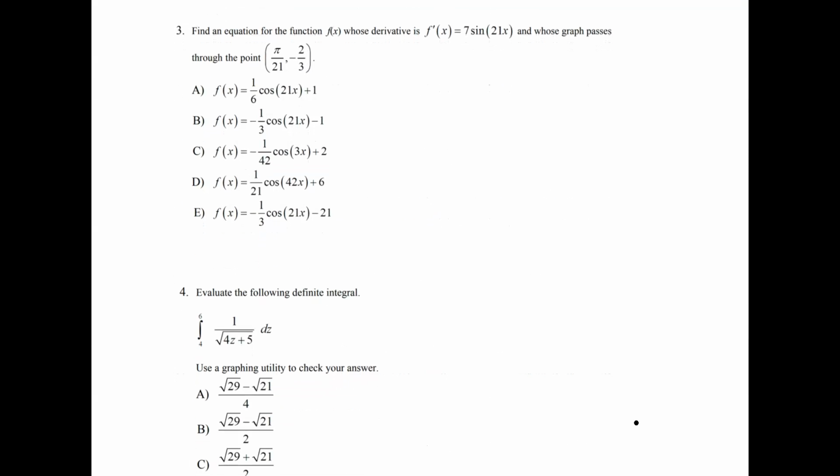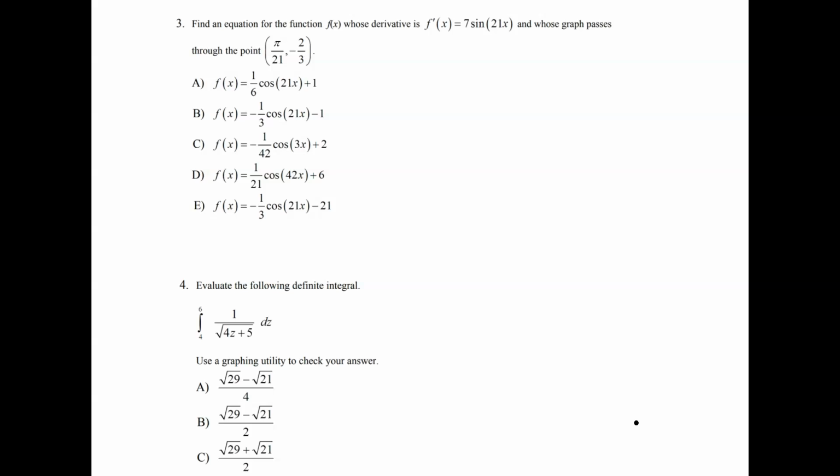Question 3 says, find an equation for the function whose derivative is 7 sine of 21x and whose graph passes through the point pi over 21 comma -2/3. So essentially what this is saying is, let's find the antiderivative of this, but when you do an antiderivative, you're typically finding a general solution, and in this case, we're going to find a specific solution in the end.